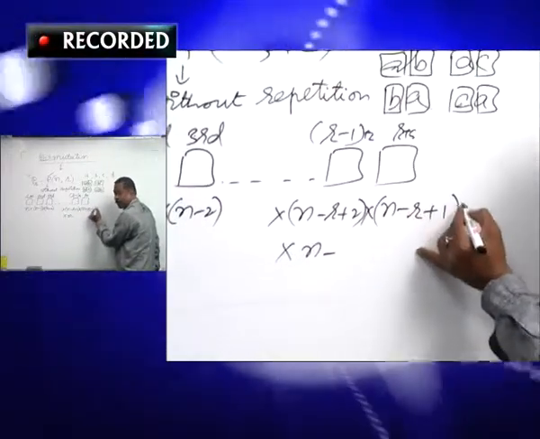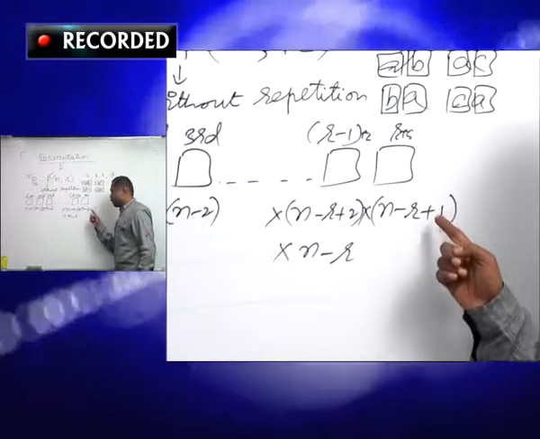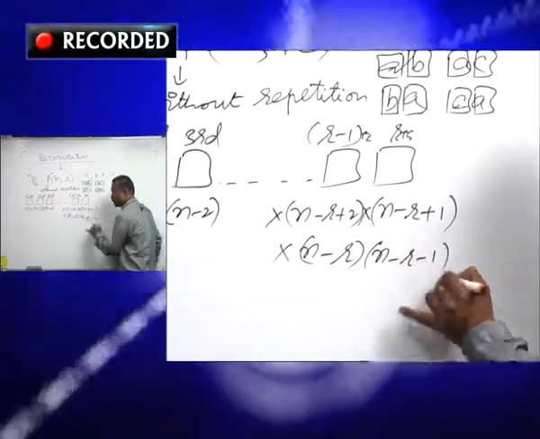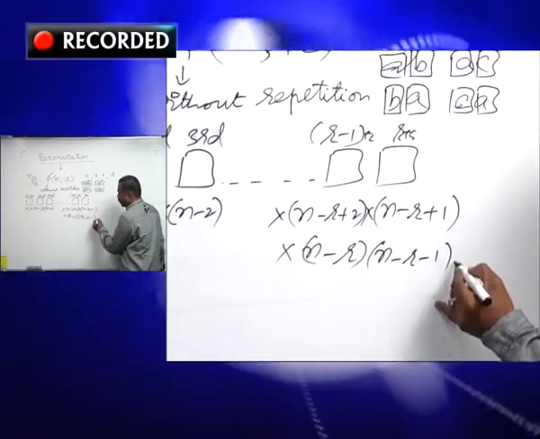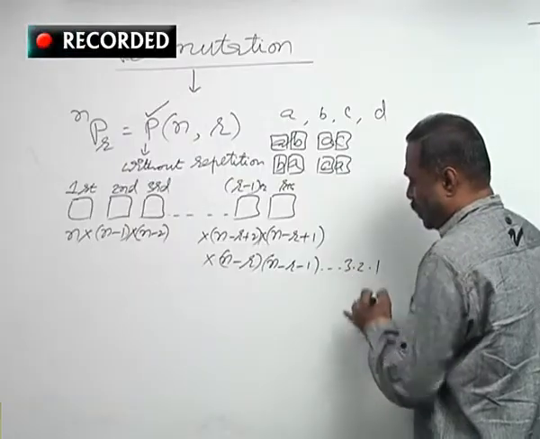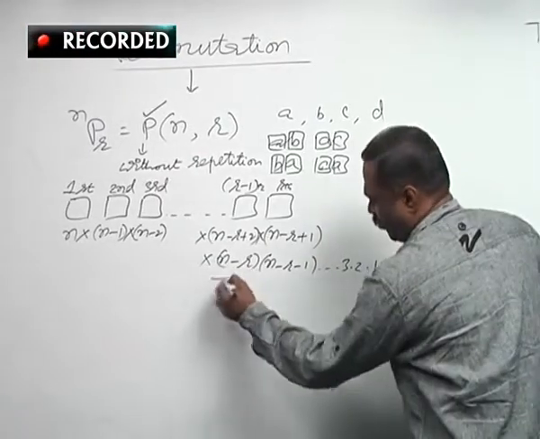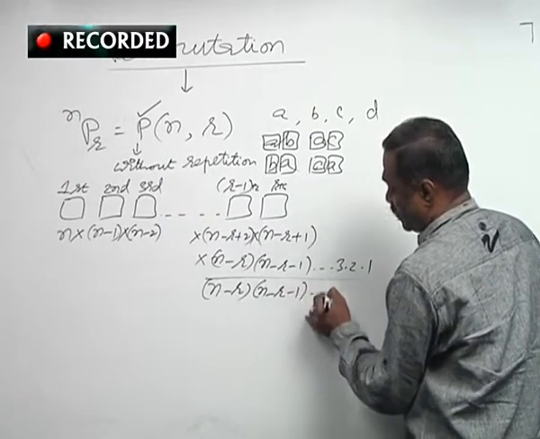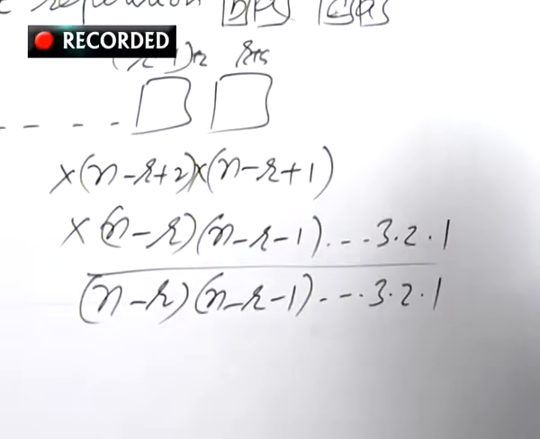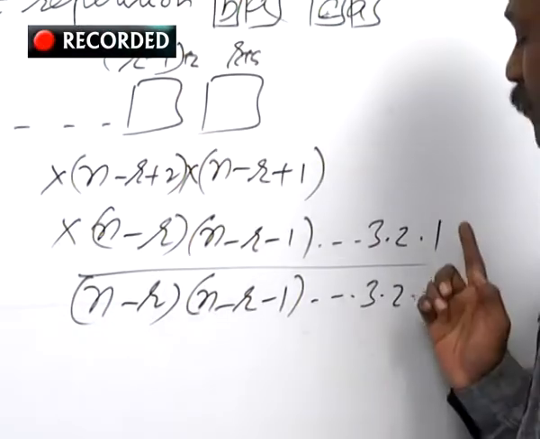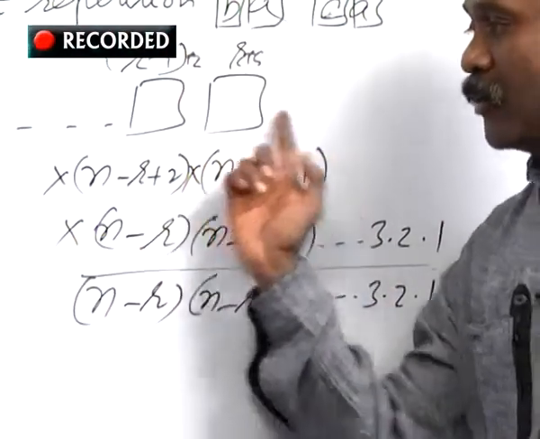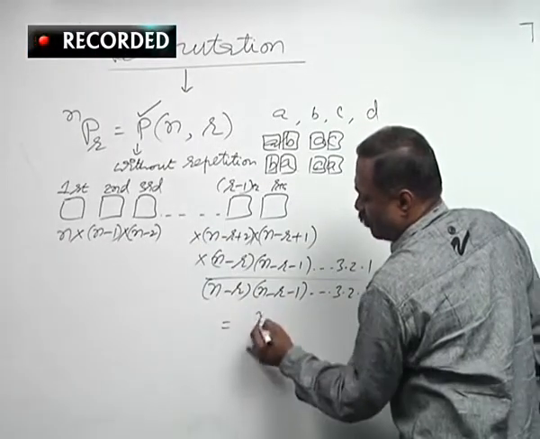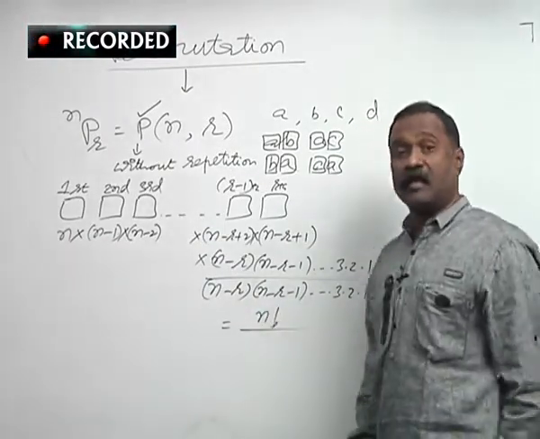The next term to this is n minus r, that is minus 1, and the next term is n minus r minus 1, and so on. To complete the factorial, we multiply with this term and we divide with the same term. It is just to complete the factorial. Now, if you read the numerator, it is 1 into 2 into 3 into so on into n minus 2 into n minus 1 into n, which is nothing but n factorial.